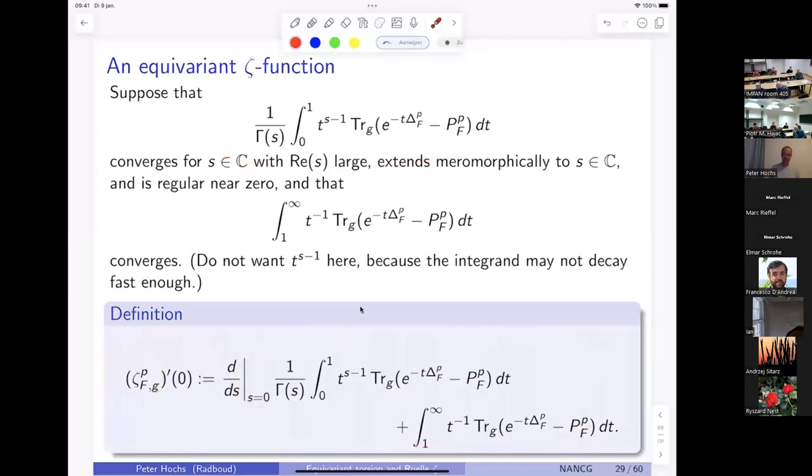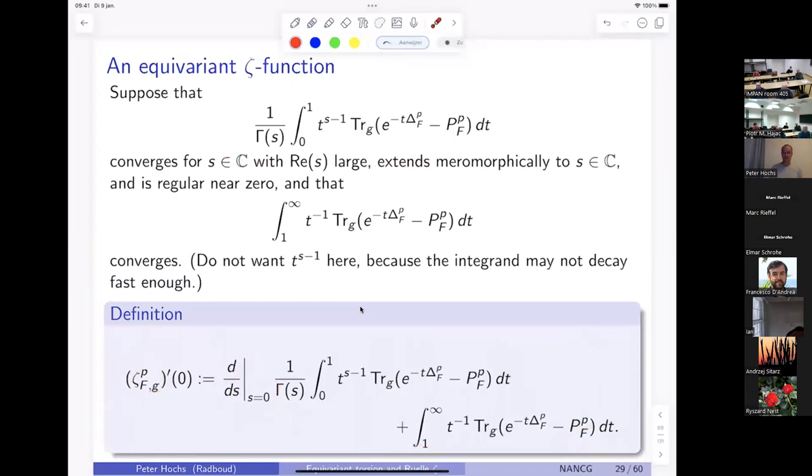Oh, sorry, I misunderstood you. In which sense do you mean this derivative? In the usual sense of derivative, or in some weak sense? It's the actual derivative of a meromorphic function. So you are assuming that this is differentiable.